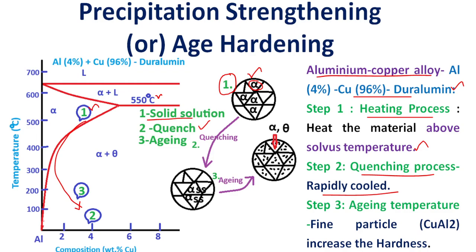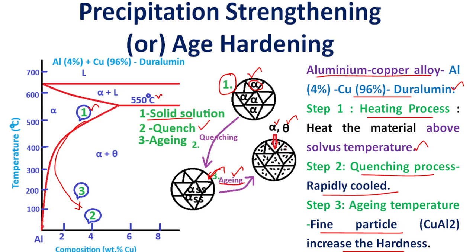This solid solution is not stable at room temperature. After the second stage, the third one is the aging process. Maintain the material at the aging temperature. The supersaturated solid solution is converted to the alpha and theta phases. The fine particles of CuAl2 are obtained. CuAl2 is a fine particle, and this fine particle improves the hardness of the material.